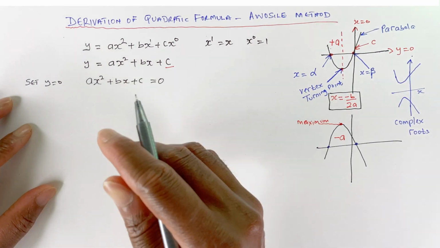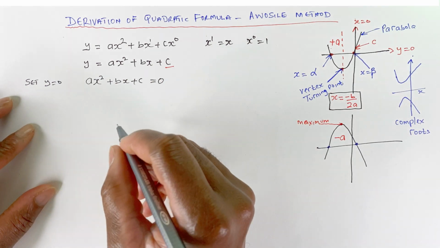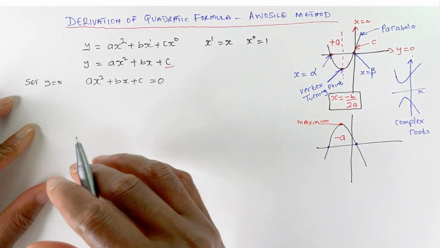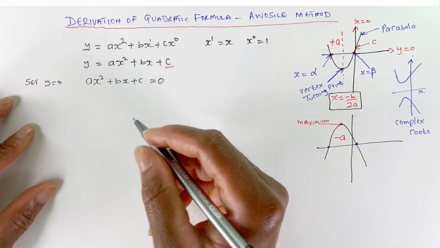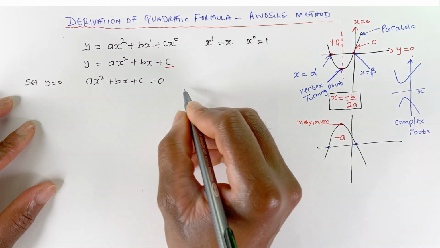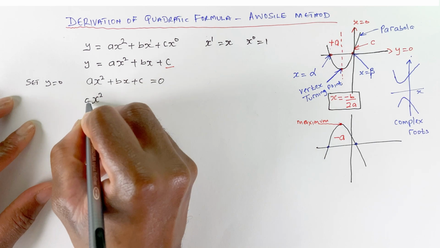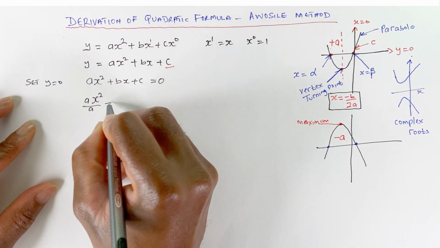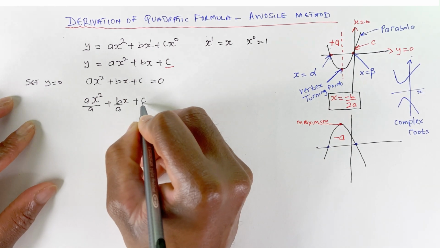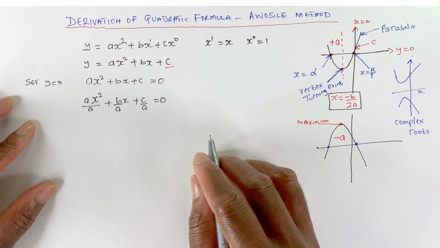There are a few ways you can do it using completing the square, but this method is not using completing the square. So let's see. First, I will derive why I use those things and the method. The first thing I have to do is divide through by a. So I get x squared over a over a, plus bx over a, plus c over a, equal to 0. So that's the first thing I do.